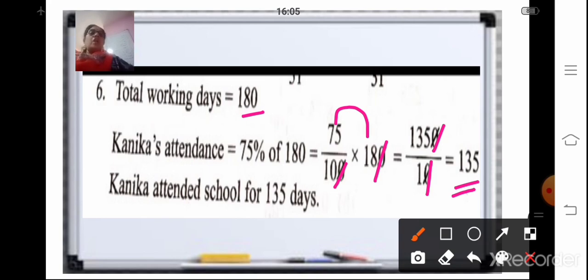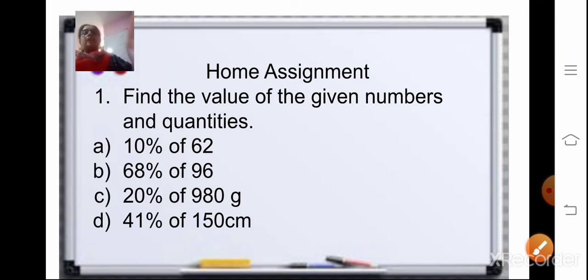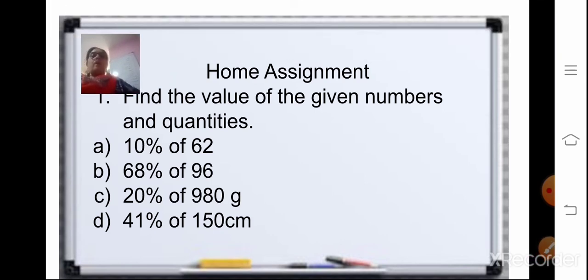Yes children. Now based on this, here are home assignment sums for you, which you have to practice in your homework. The first sum is: find the value of the given numbers and quantities. First one is 10% of 62, 68% of 96, 20% of 980 gram and 41% of 150 centimeter. While finding the value of the given quantities, you have to write the unit.